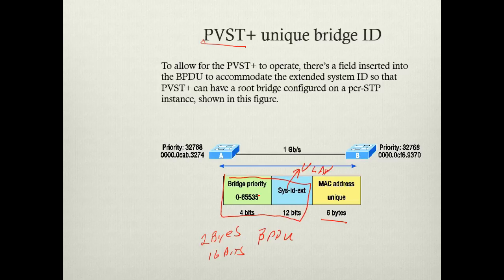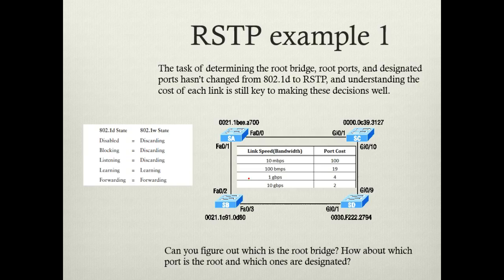What will happen here is we have 32,768. If we had VLAN 1, the priority is going to wind up being 32,769. VLAN 2, 32,770, and so on. So they will automatically change the priority, but we can manage these things, and we can have a different root bridge for each of these VLANs.